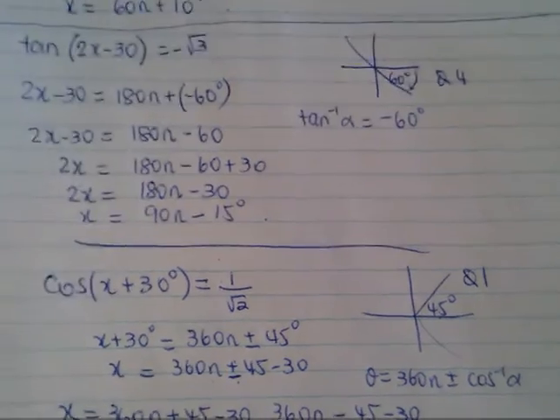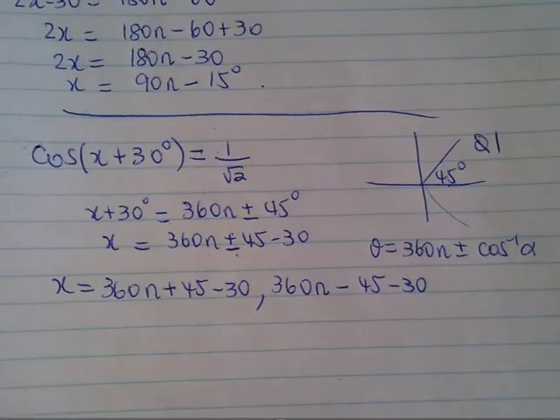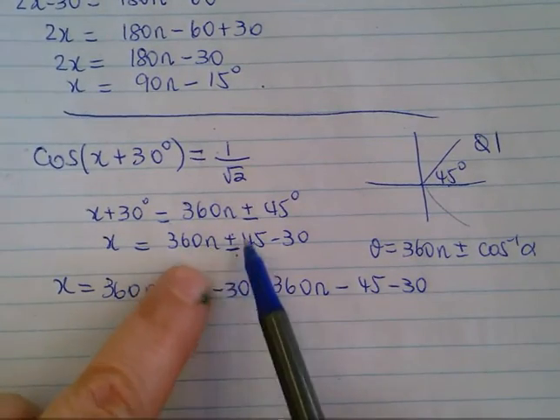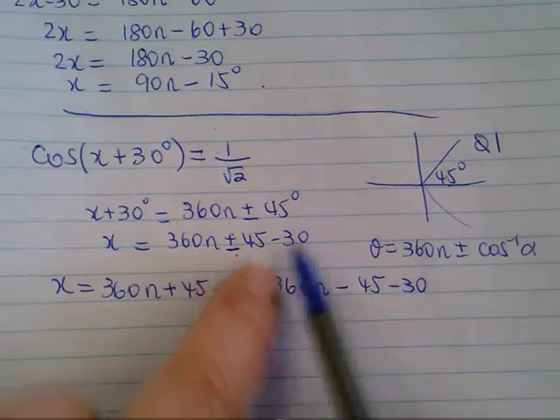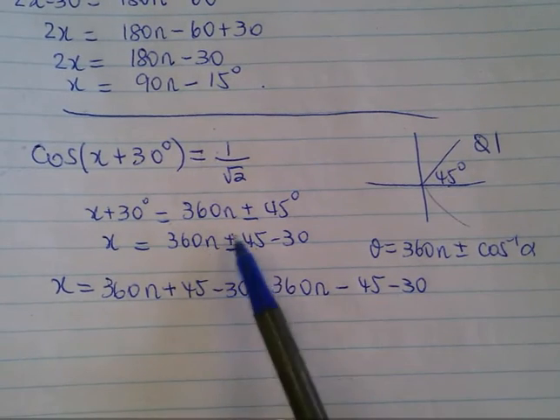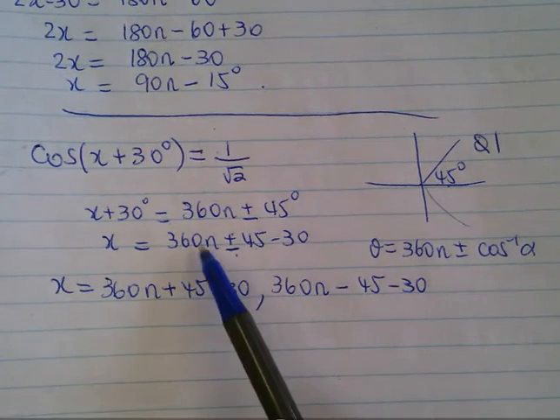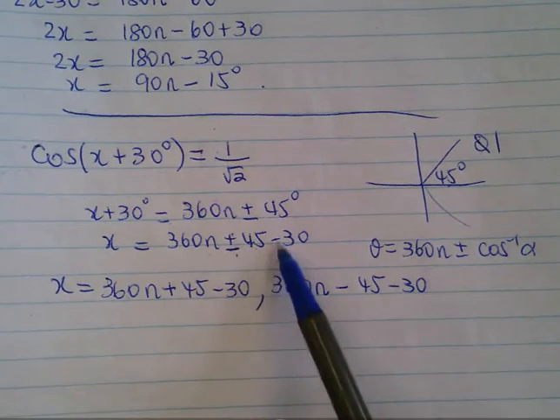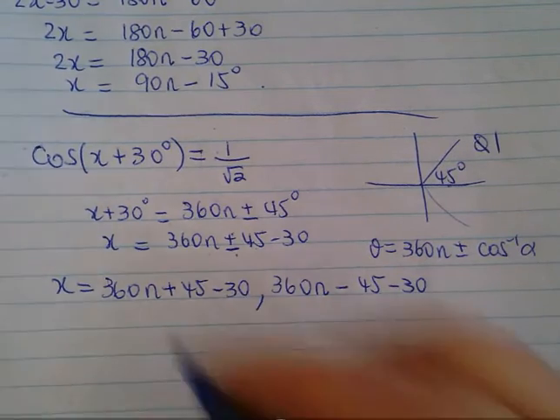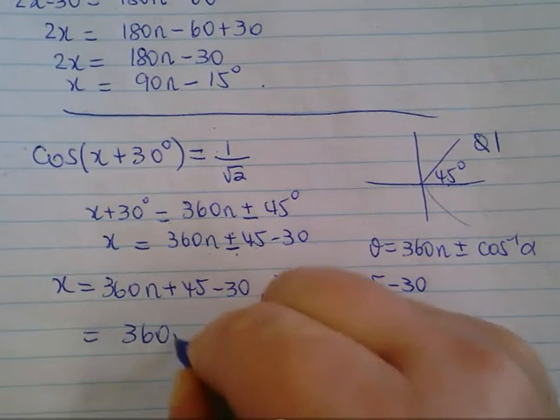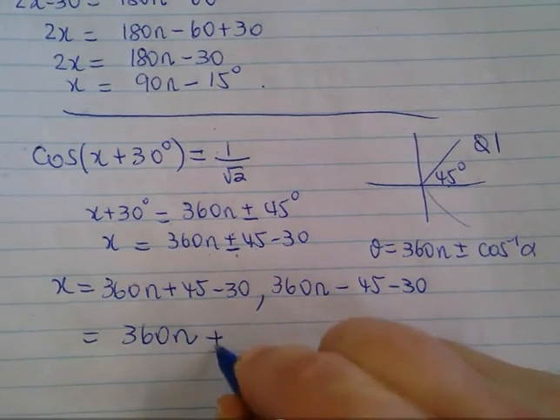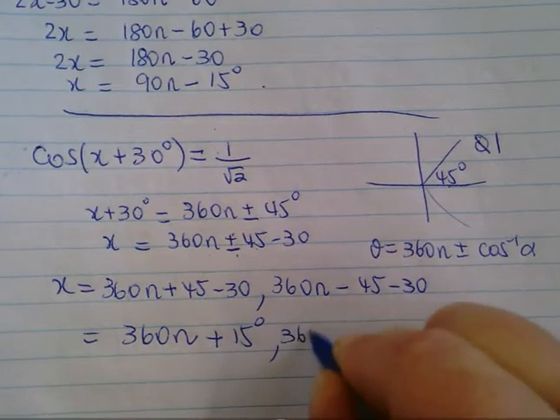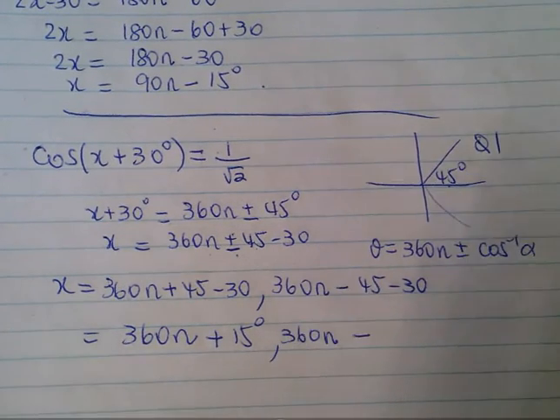So this one is a tricky one. So girls, it's 360n plus or minus 45 minus 30. So you've got to go 360n plus 45 minus 30, 360n minus 45 minus 30. Do you get it? So you're going to get different answers for this one. So it's 360n plus 15, 360n minus what?